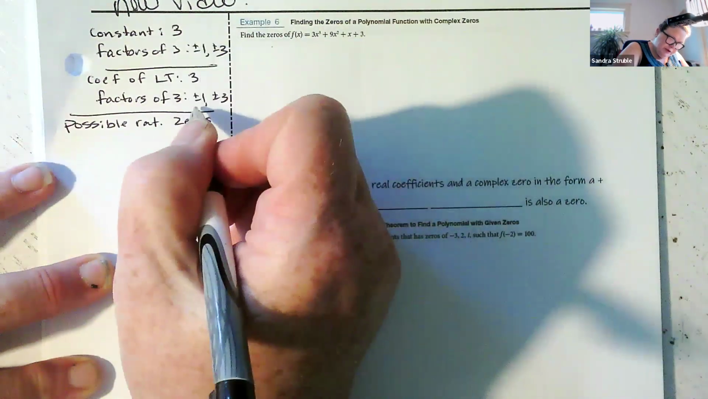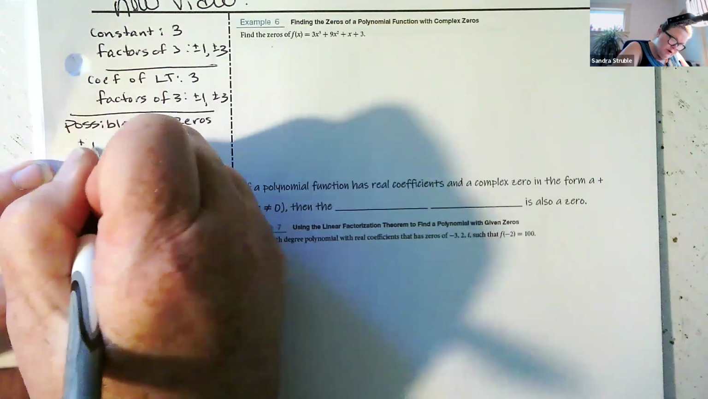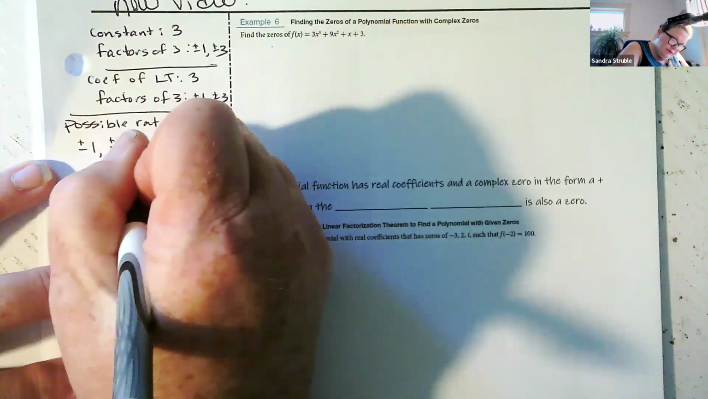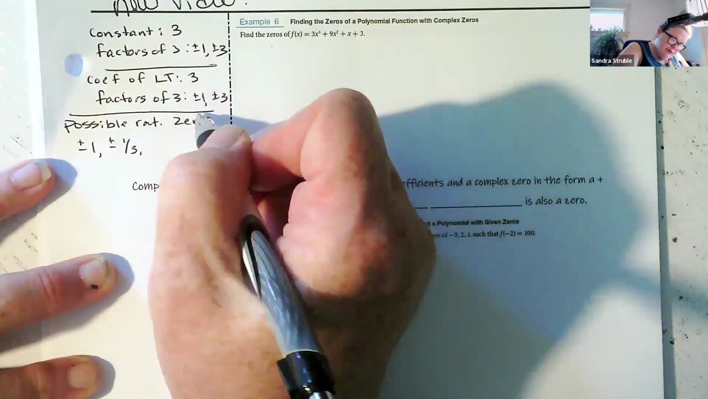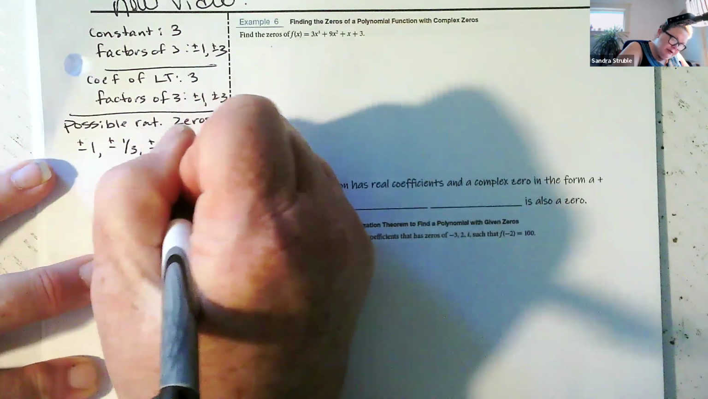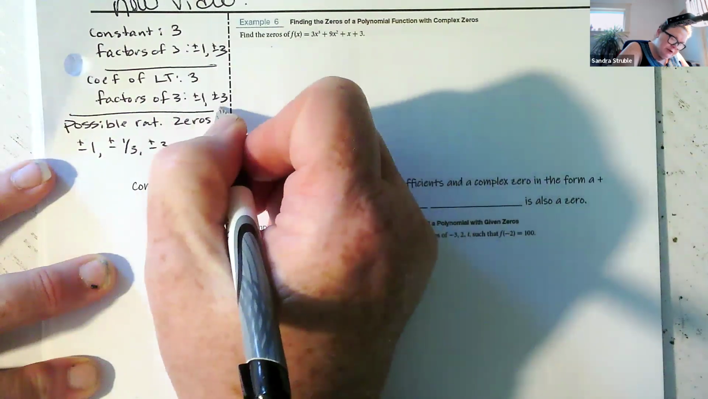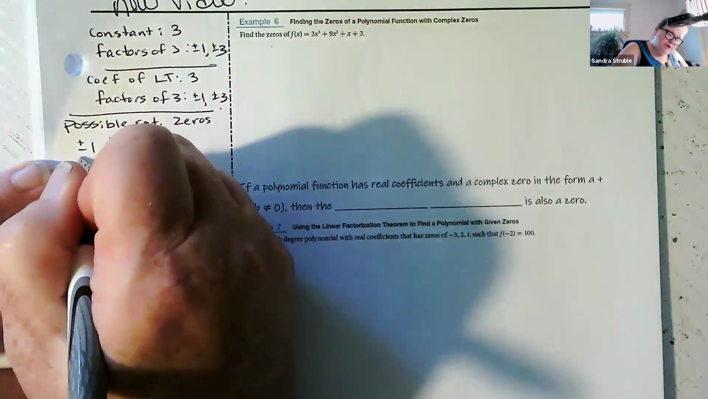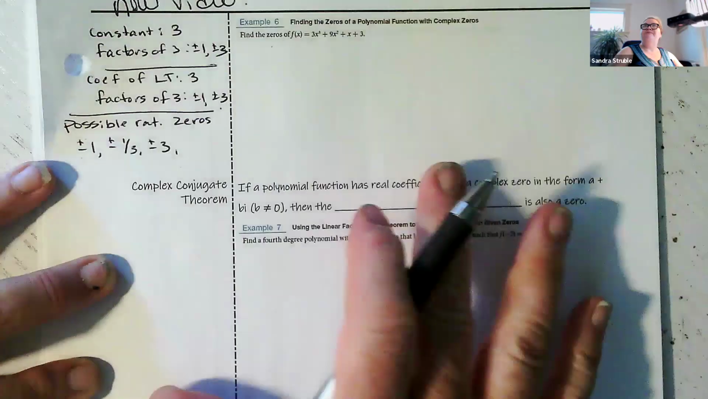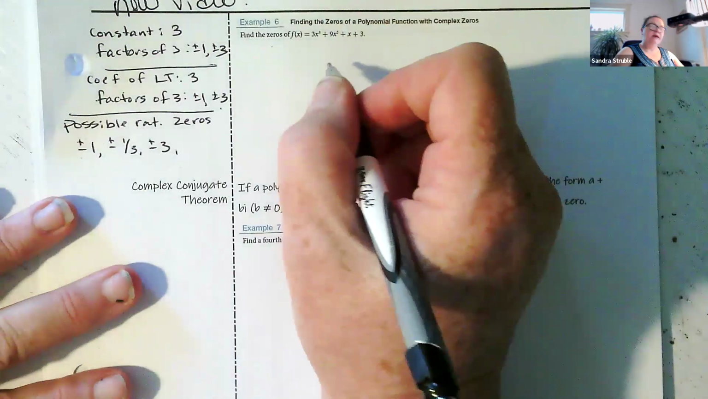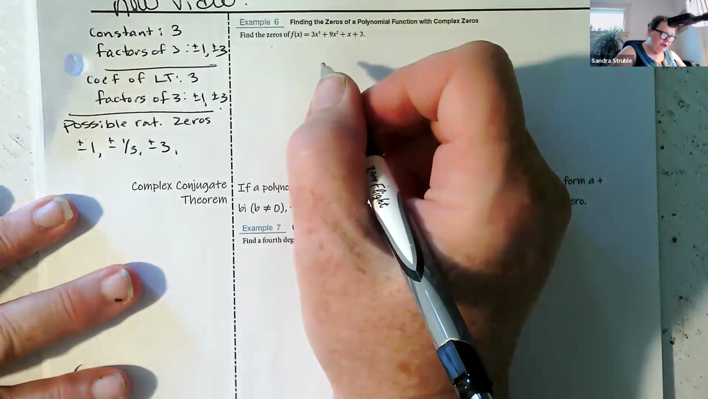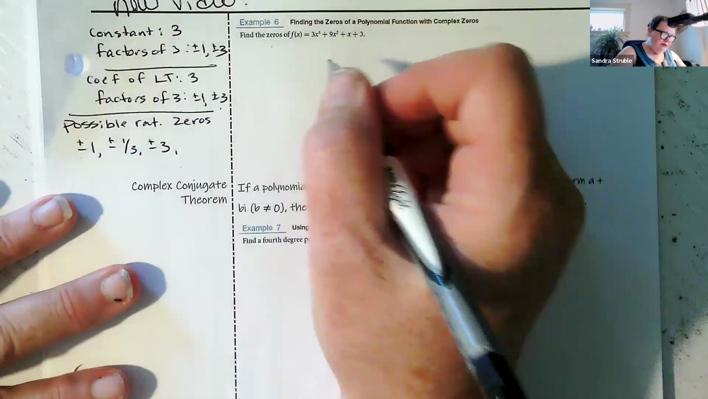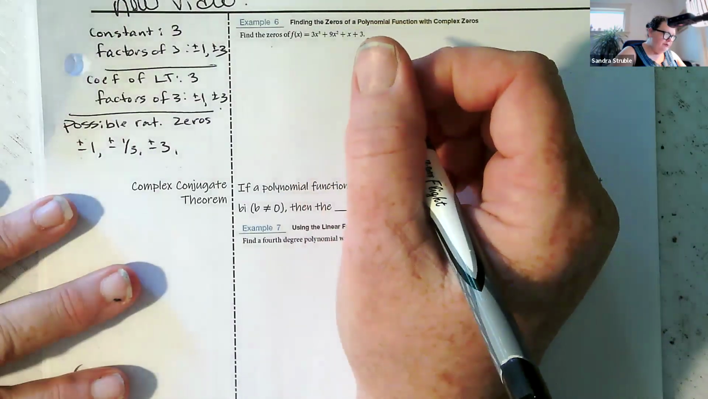are plus or minus 1 over plus or minus 1, which is plus or minus 1. Plus or minus 1 over plus or minus 3, plus or minus 1/3. Plus or minus 3 over plus or minus 1 is plus or minus 3. And plus or minus 3 over plus or minus 3 is plus or minus 1, which is right here. So I'm not going to repeat that. All right. So now I'm going to use synthetic division. Okay. We can start with the 1.